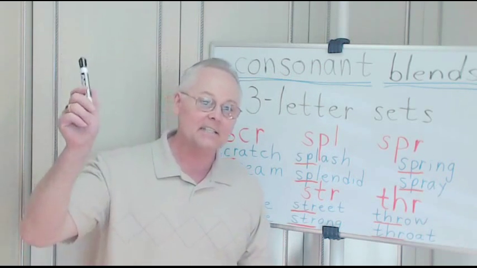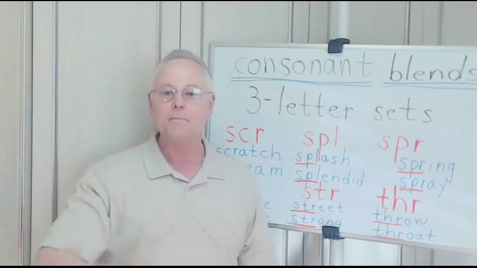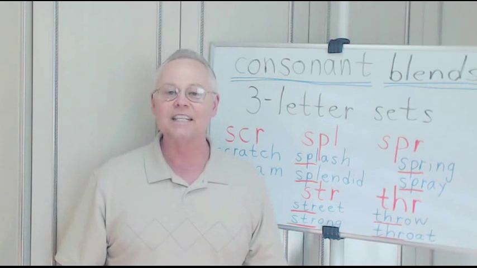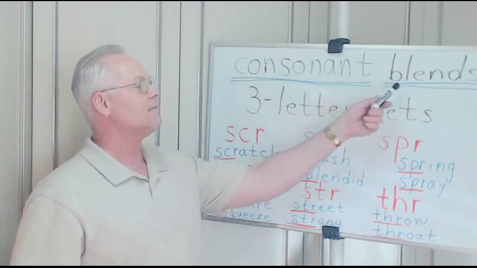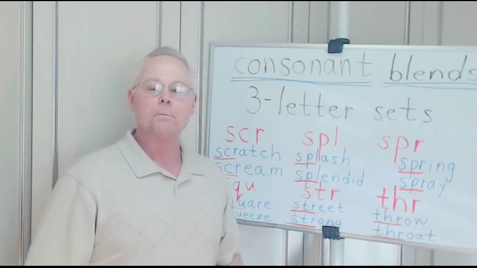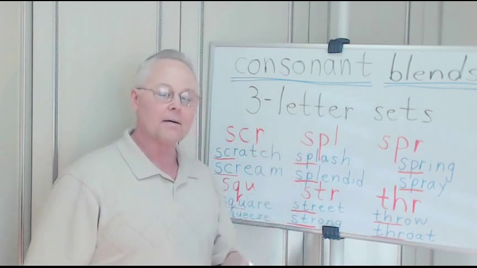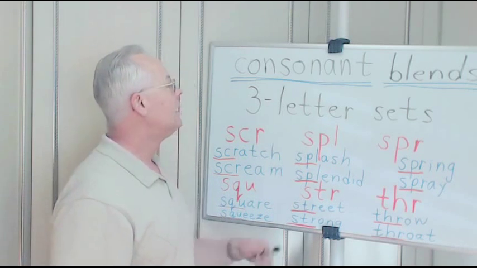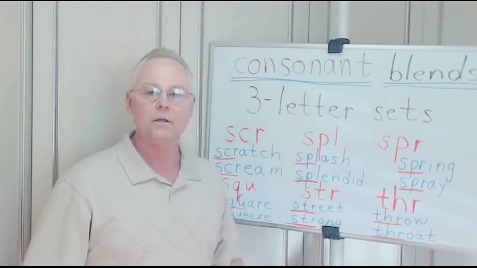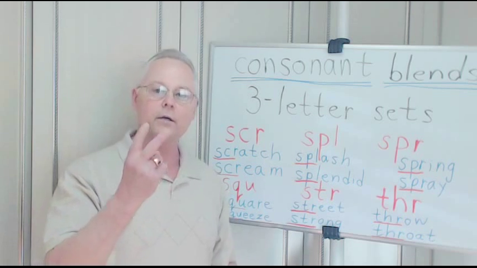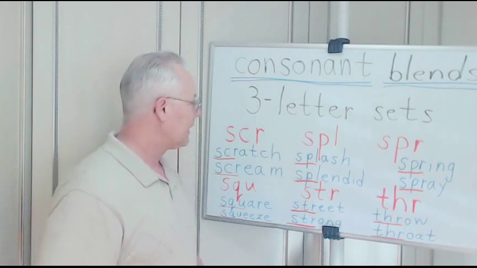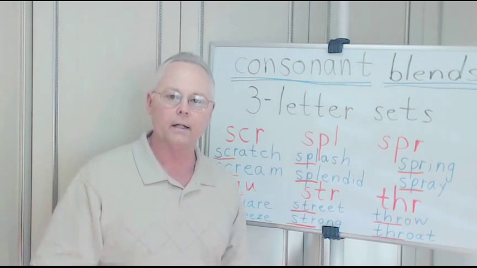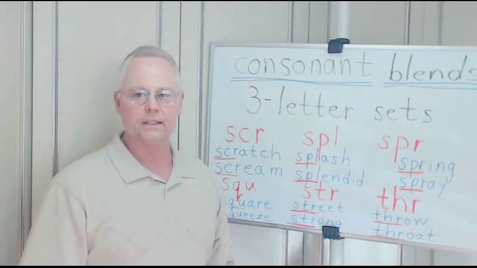In this lesson, we're going to talk about American English pronunciation: consonant blends. A couple of lessons ago, consonant blends were discussed, but we only talked about two-letter consonant blends, like BL, PR, things like that.